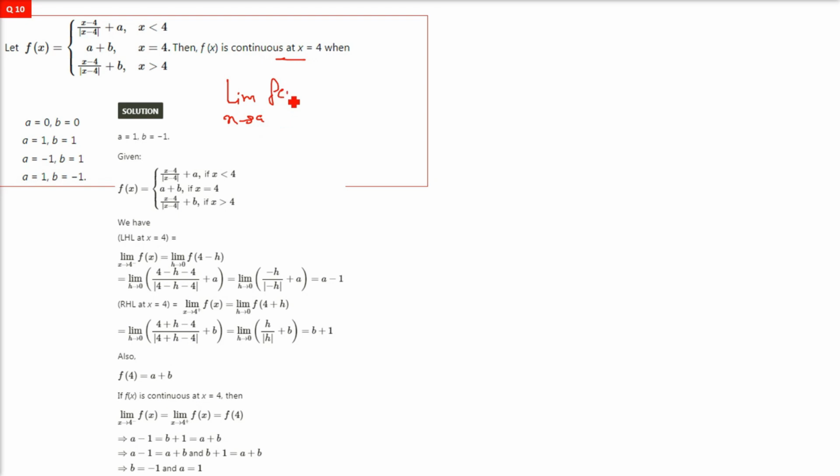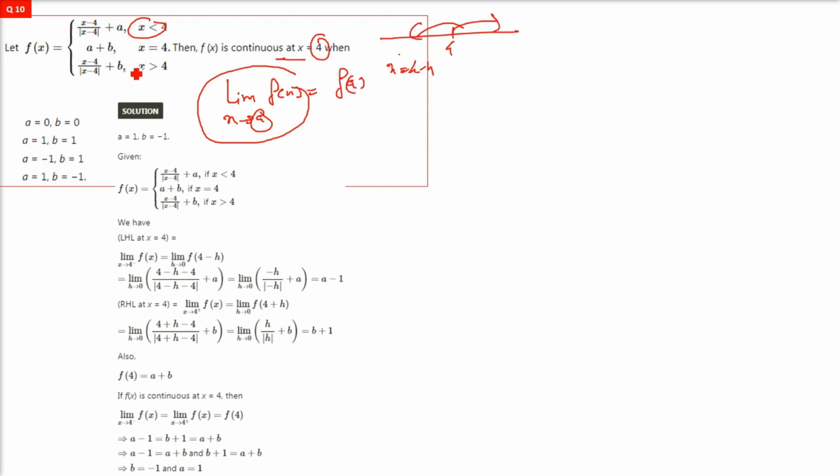Limit x tends to a, f(x) equals f(a). This is continuity. Here a is 4. So limit x tends to 4, f(x) you have to find, and that has to be equal to f(a), which is a plus b. So this is the number line, and 4 we are going to check. If you go to the left, you have to put x as 4 minus h. If you go to the right, you have to put x as 4 plus h. And the value at x equals 4, f(4), is already a plus b, given in the question.